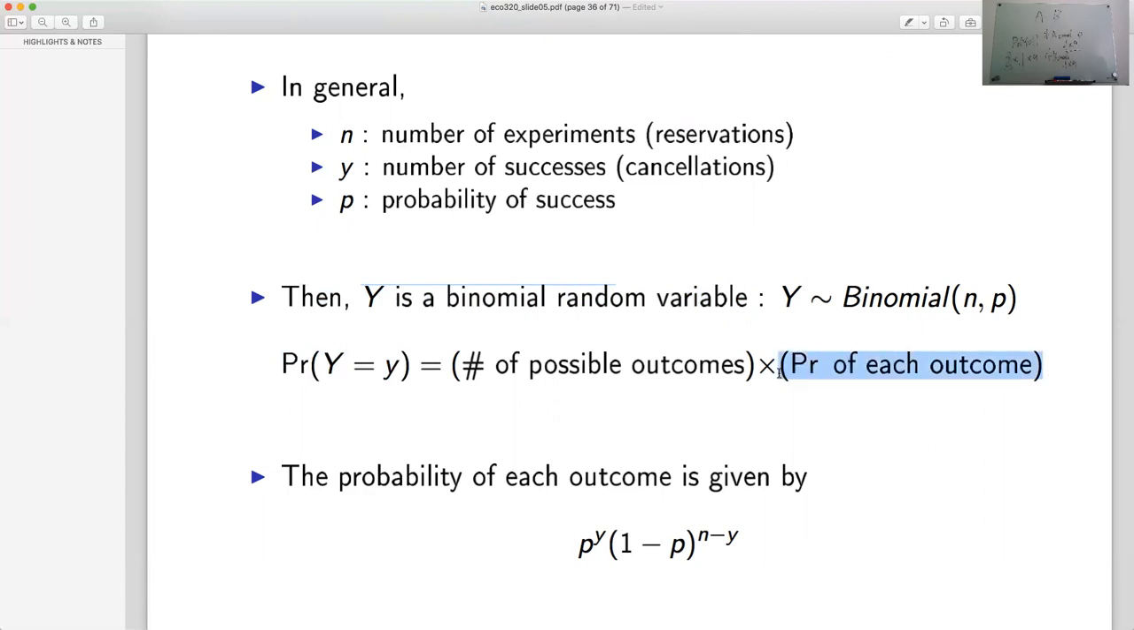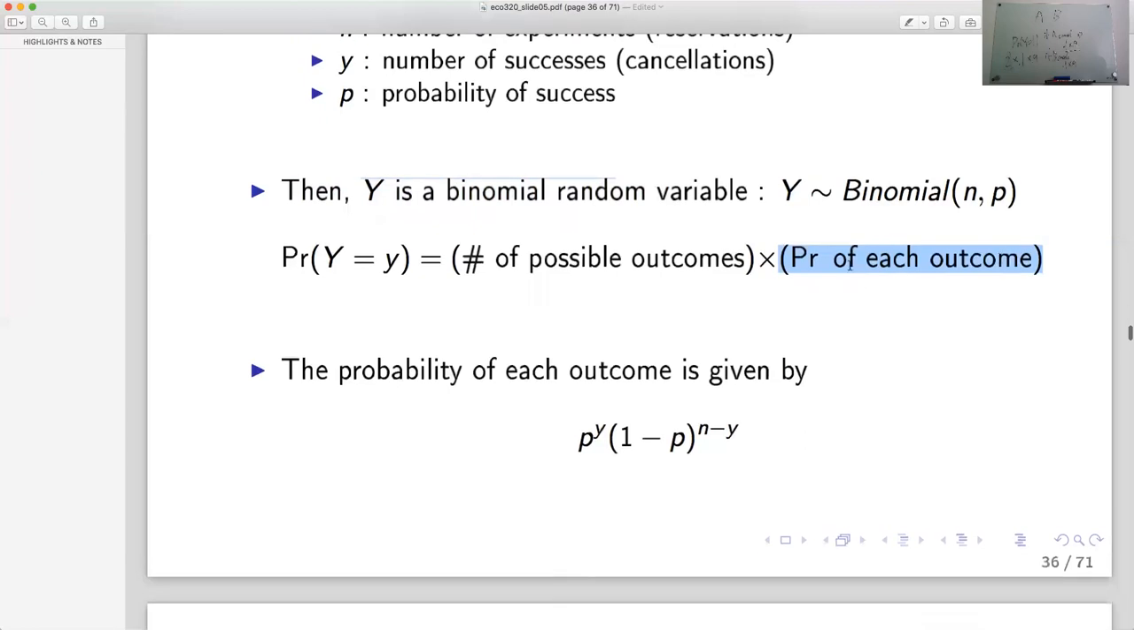The probability of each outcome, well, this is actually a very important concept. What was the probability of each outcome in the previous case? 0.1 times 0.9, right? So you need to multiply by the number of possible outcomes. The probability of each outcome, as discussed before, was p to the power of y times 1 minus p to the power of n minus y. This is the probability of each outcome, which corresponds to here.